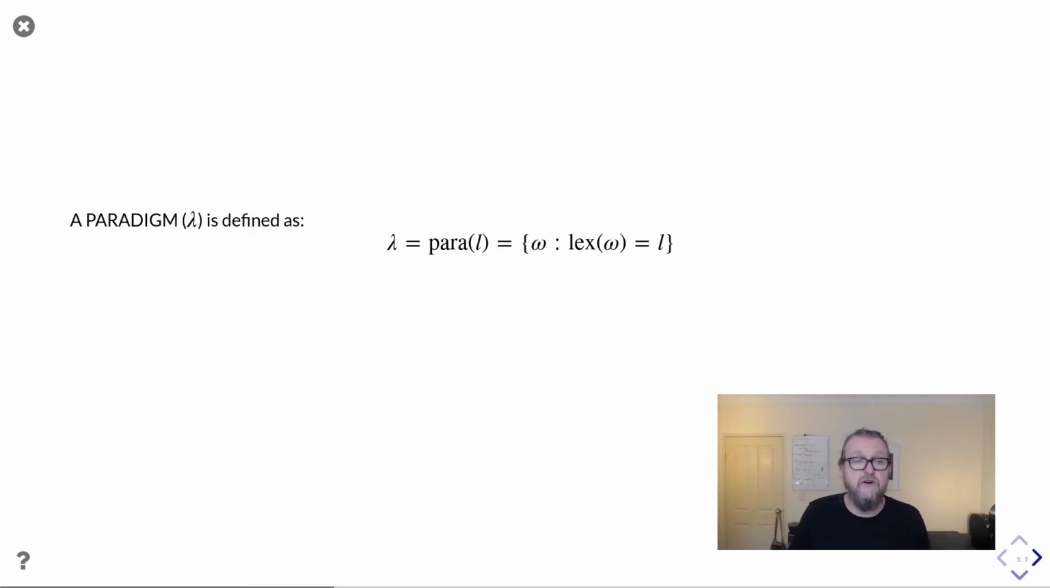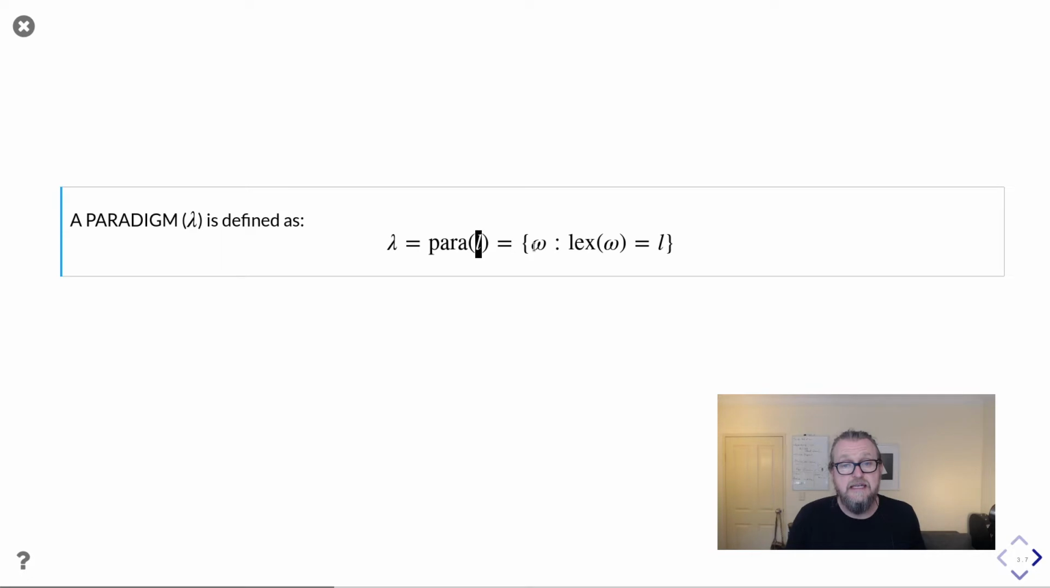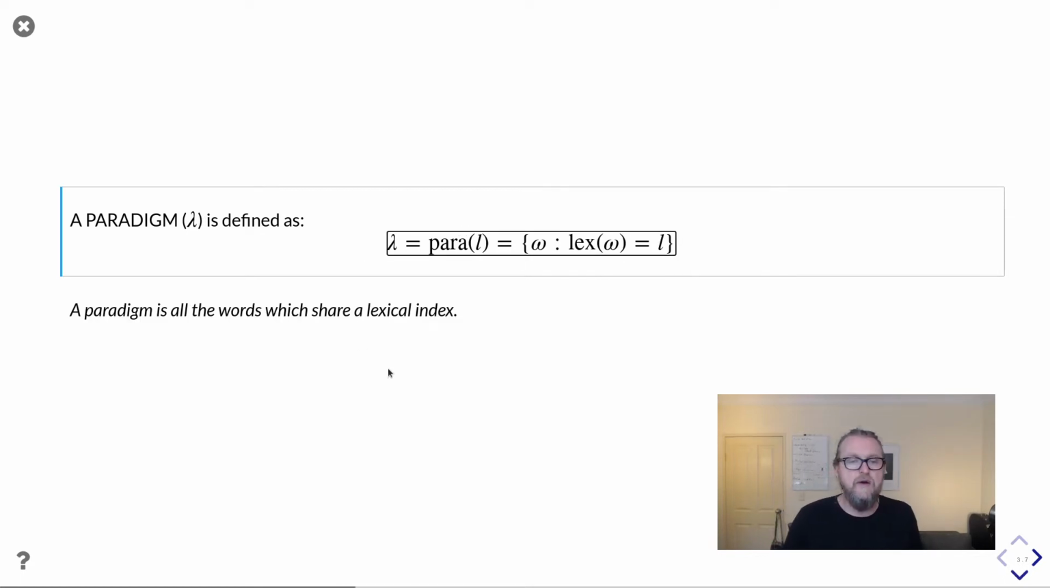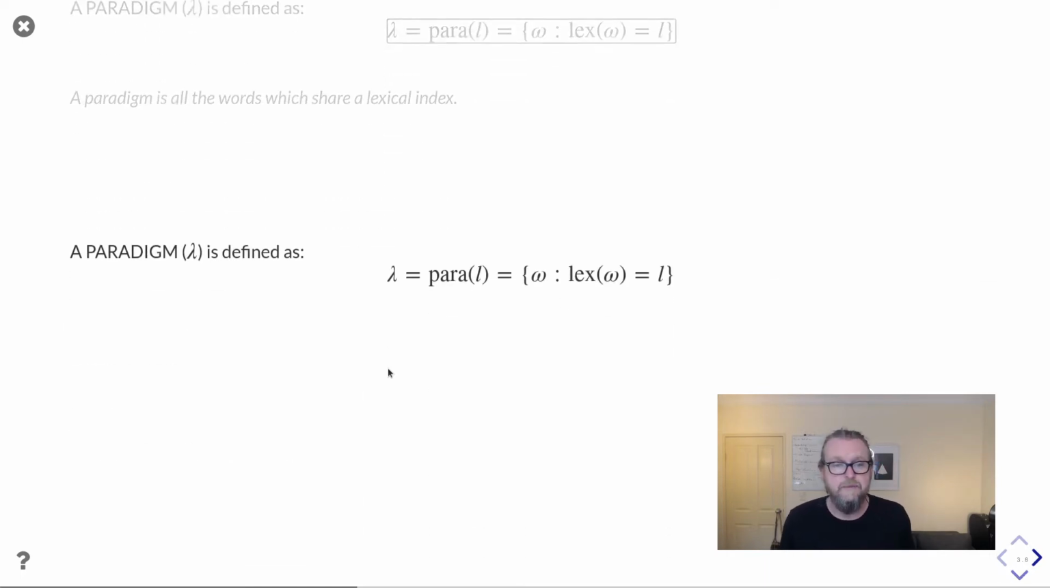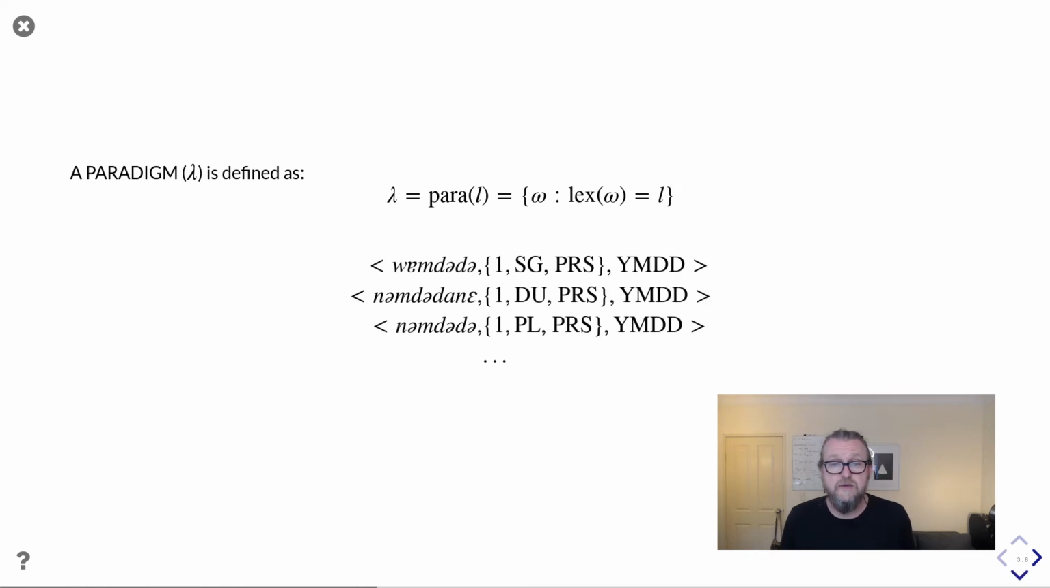We can then use this to define a paradigm. We might define a paradigm as the paradigm of some lexeme: all the words for which the lexical index is that particular lexical index. So this is just a formal statement that says a paradigm is all the words which share a lexical index. So a paradigm is all the words of a lexeme. For instance, we can look at this with respect to our data. If we take the paradigm of yimdada, we get wumdada, nimdadane, nimdada, and then all of the other forms. There are about 600 of them.